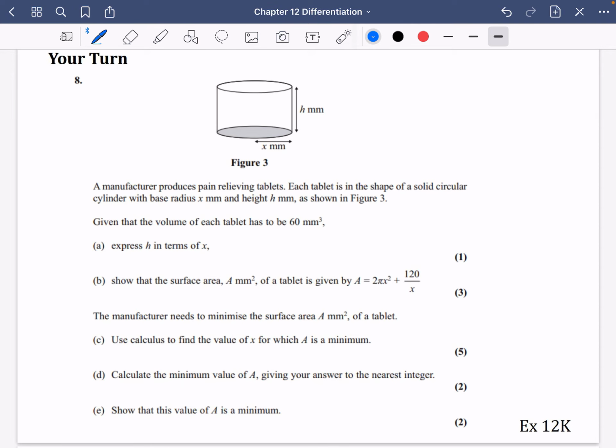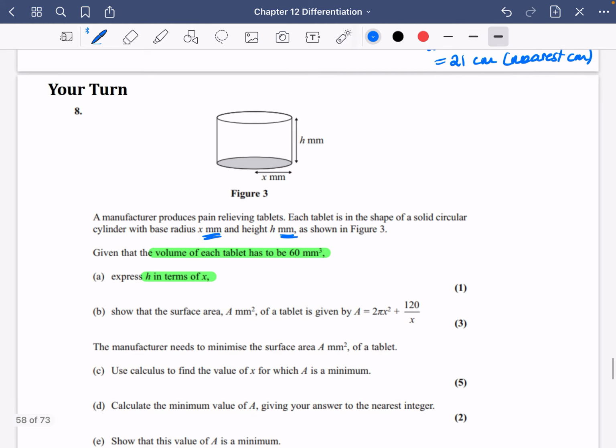Okay, so this time we've got a manufacturer produces pain-relieving tablets. Each tablet is in the shape of a solid circular cylinder with base radius x and height h as shown in figure 3, and they're all in terms of millimeters, which is worth noting. Given that the volume of each tablet has to be 60 millimeters cubed, so the volume is the thing that is fixed here, we're going to try and find out what h is in terms of x, and then we're going to do something with the surface area afterwards.